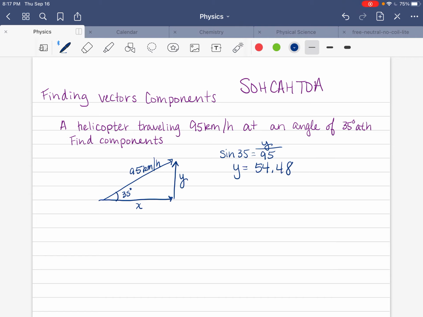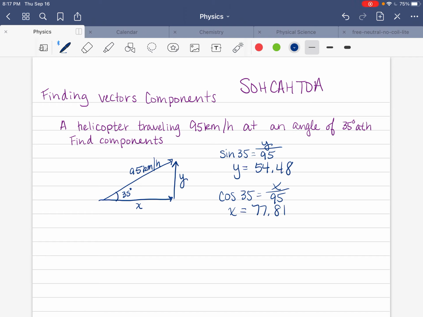For my x, because it's the adjacent side, I'm going to use cosine. Cosine of 35 is equal to x over 95. Again, I'm going to multiply both sides by 95 to get x by itself. When I solve, I will get x is equal to 77.81.